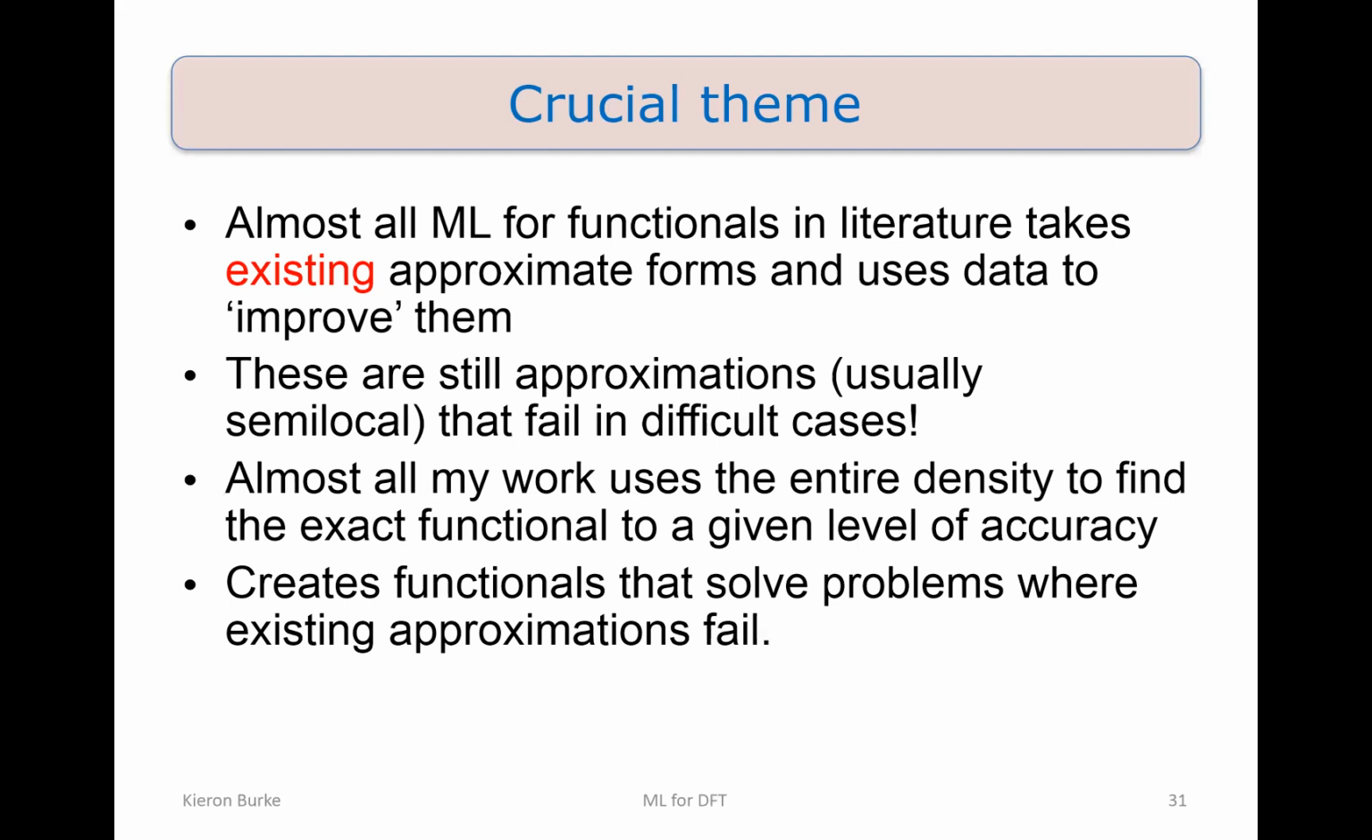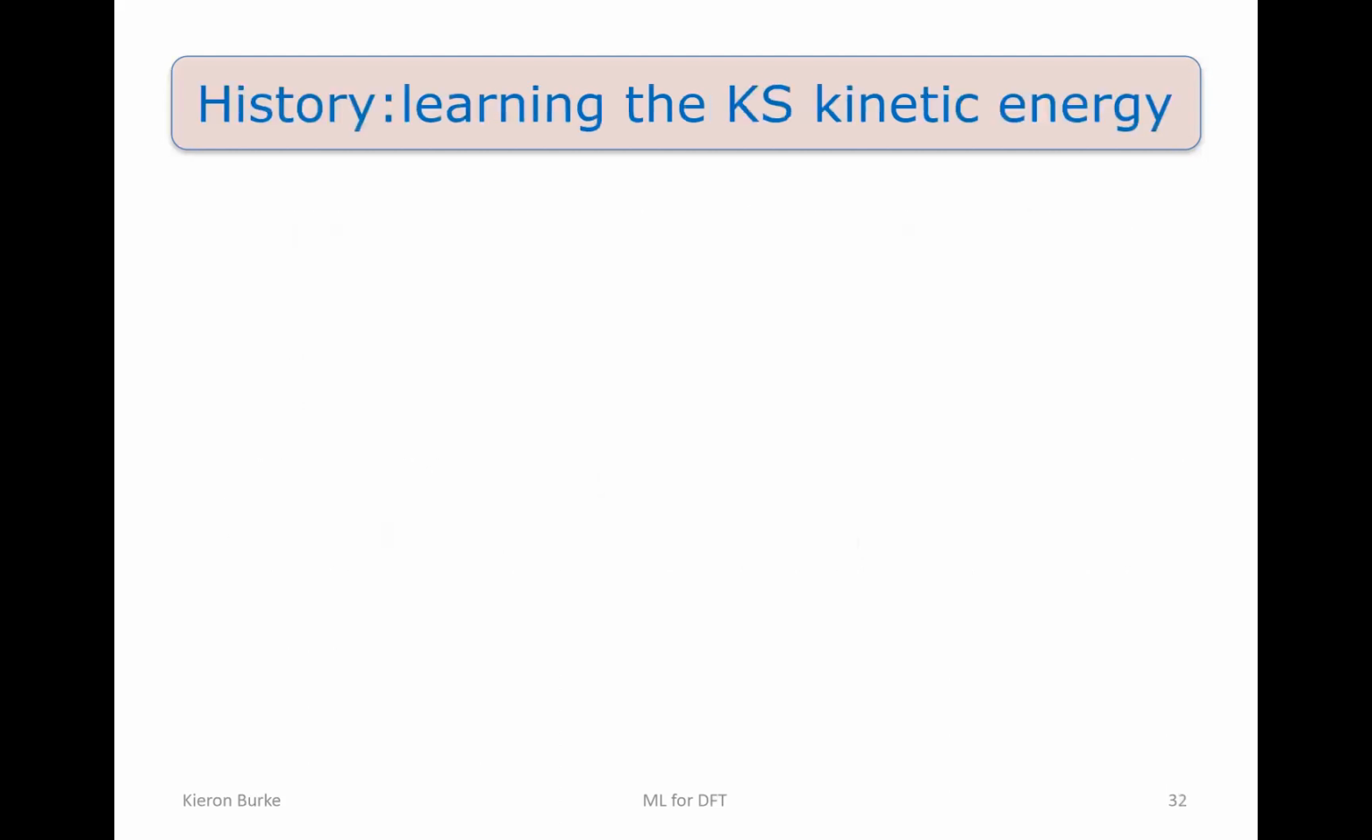So almost all the work I've been involved in, instead of looking at the density at just a point and its gradient, you look at the entire density and try to create essentially the exact functional to a given level of accuracy. And when we do that, we can solve problems that essentially almost all existing functionals fail for, especially these problems of strong correlation.